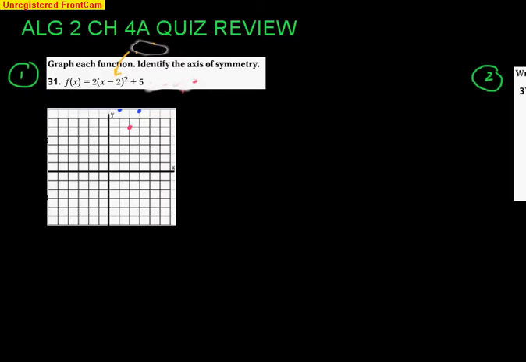Alright, this is for Algebra 2. We do have a quiz coming up over some sections in Chapter 4, so this is a good review for you for this quiz. First, we need to be able to graph an equation in this form. This is vertex form. You should remember this formula. y equals a(x minus h) squared plus k. You need to know that form.